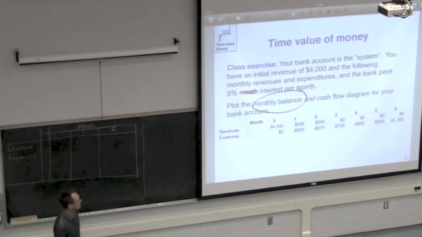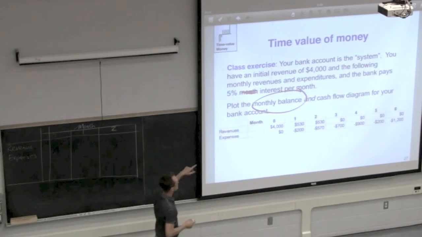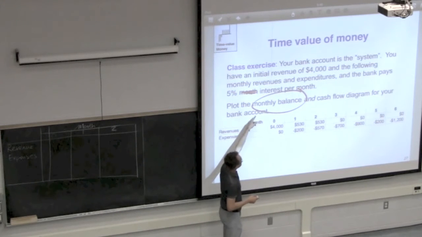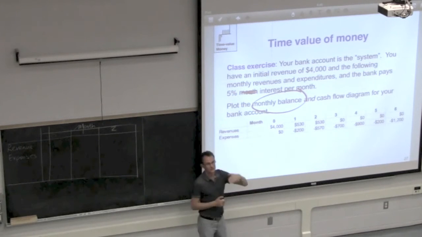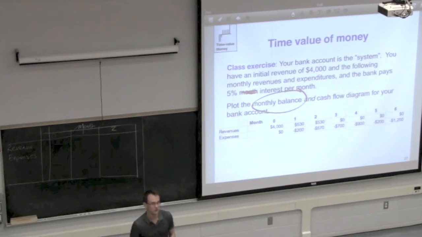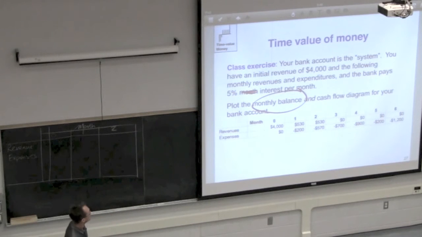We're really looking for the monthly balance. This example, we're using months. For most examples that we'll be dealing with in this course, we're going to be looking at years. So at the end of the first month, the balance in the bank account, $4,200? No, it's $4,000. Anyone want to argue the other way?